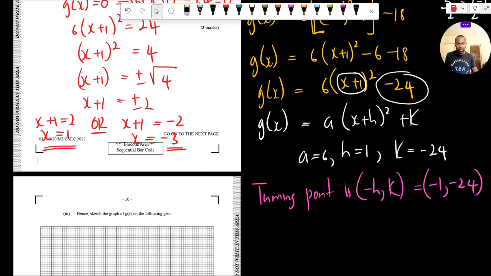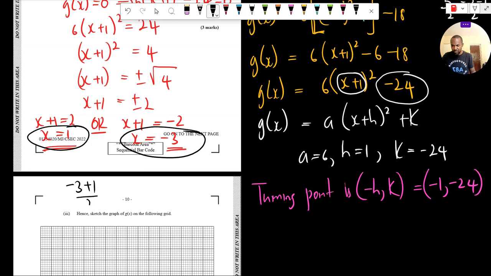Now, the question does not ask for this, but this is a little property that students should know. Let's do something with these two values. Let's look at the two roots, x equals 1 and x equals -3. So we have -3 plus 1 divided by 2, which gives us -2 over 2, which equals -1. And what is the significance of this -1? This -1 is actually the x-coordinate of the turning point.